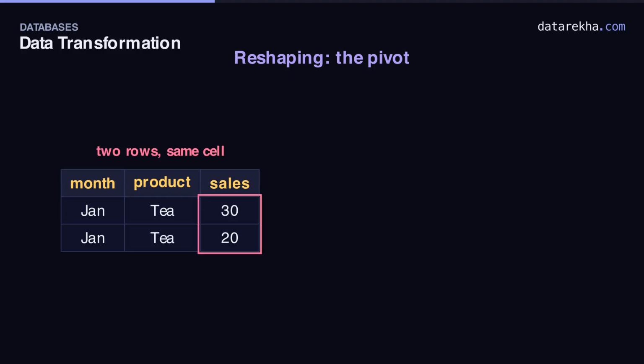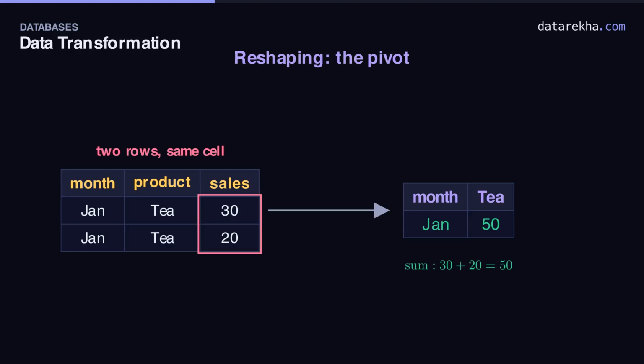What if two rows map to the very same cell? Look, two Jan tea rows, 30 and 20. They both want the same slot. The pivot cannot hold both. So a pivot must aggregate when cells collide. You choose a rule, sum them, or average them. And that one number goes in the cell. Sum here gives 50. Silently dropping one of them would be a bug.